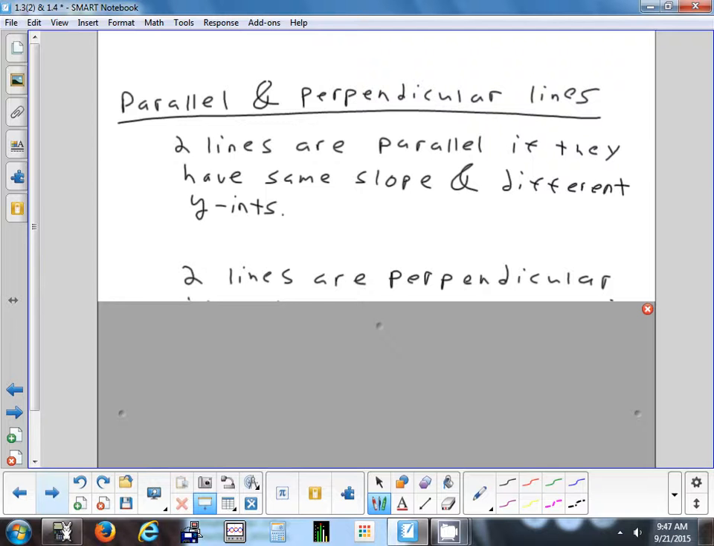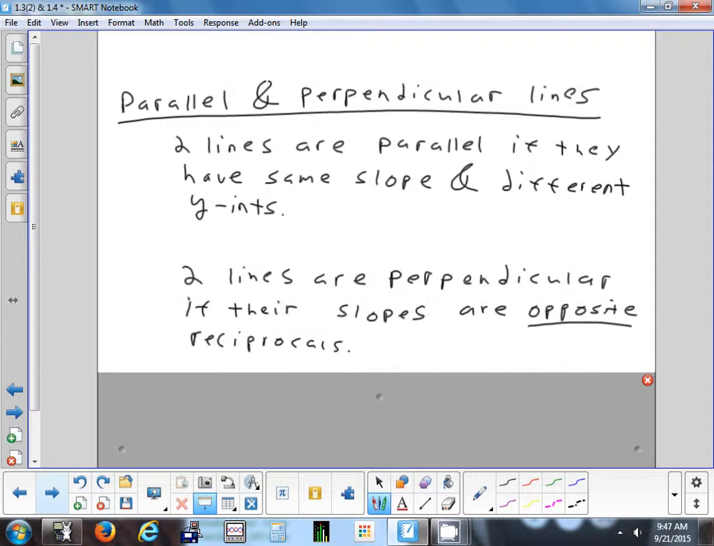Perpendicular, that one's a little tricky. Some people get mixed up on this one. There's a connection between the slopes, but it's not the same. The slopes actually have to be 2 things. Don't they have to be like a reciprocal? That's part of it, yes. They do have to be reciprocals and one other thing. Opposite, yeah. So one's positive, one's negative, and they're reciprocals of each other.